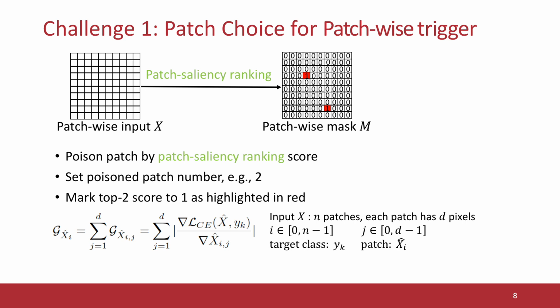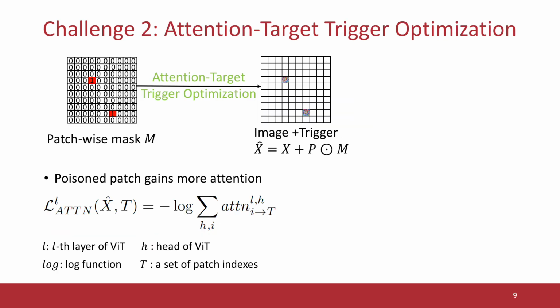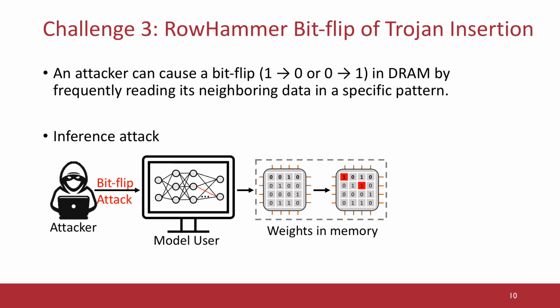The saliency score G_Xi of a patch Xi is the sum of the saliency scores of all its pixels. It can be computed by the absolute gradient of the cross entropy loss function over each pixel Xij. With a mask matrix M to produce the trigger P∘M, the next step of TrojanViT is to generate the perturbation P. Our goal is that the patches with the perturbation P in the trigger should gain more attention than the other patches having no trigger in the input. The attention function is a negative log likelihood of the sum of attention distribution of head H over T selected patches. After the trigger generation, we attack the model by Rowhammer bit flip for Trojan insertion.